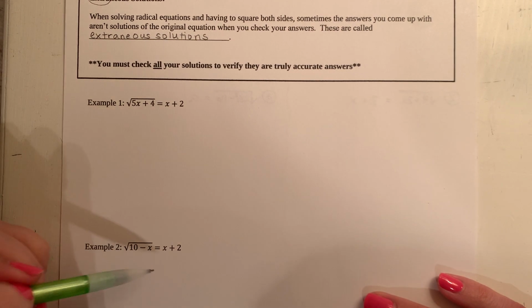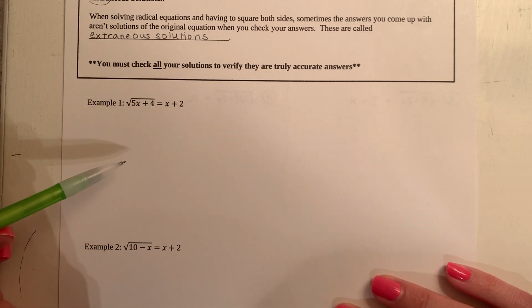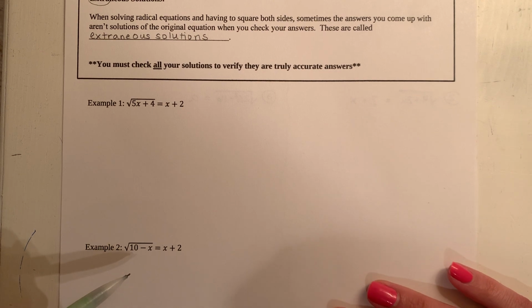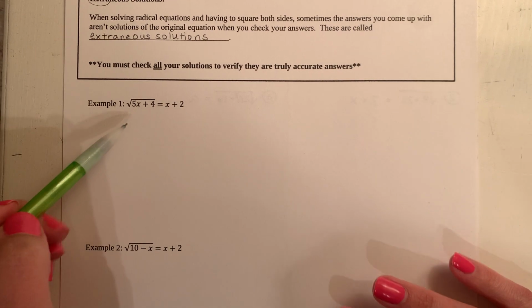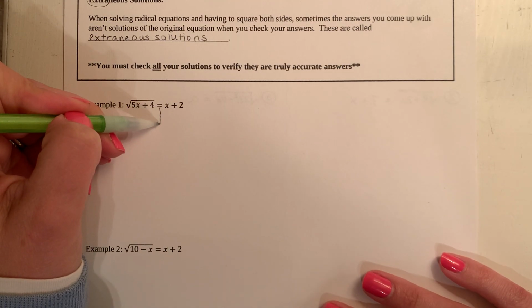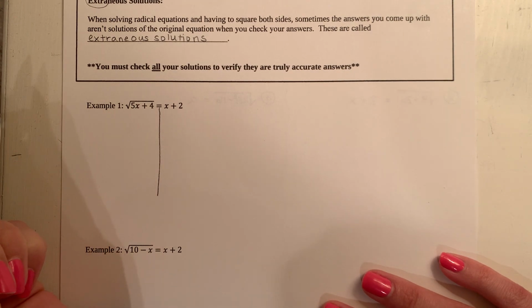So let's do these basic ones, example 1 and example 2. I'm going to do the first one entirely with you, and then for example 2, I'm going to suggest that you pause the video and try it on your own first. So let's look at example 1. Just like we always do when we're solving equations, feel free to draw a line where the equal sign is. And our goal is to get x by itself.